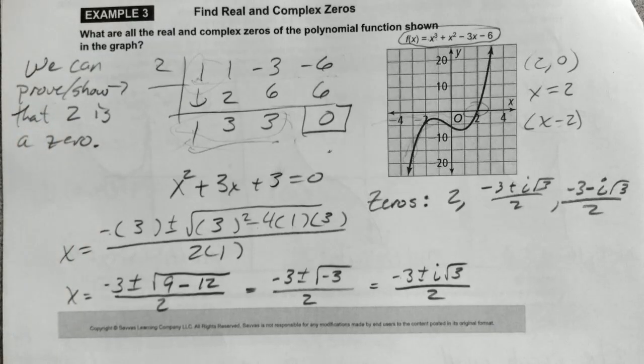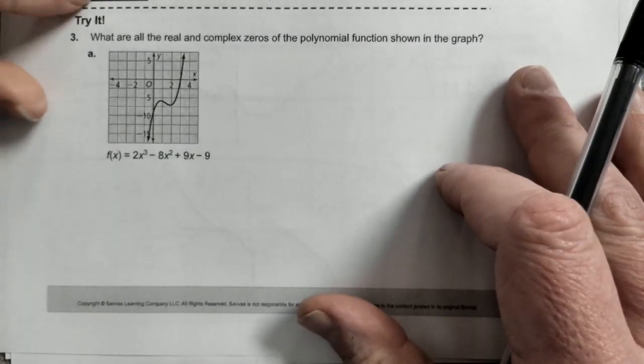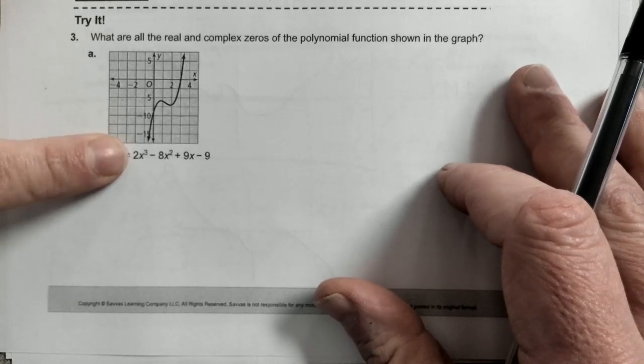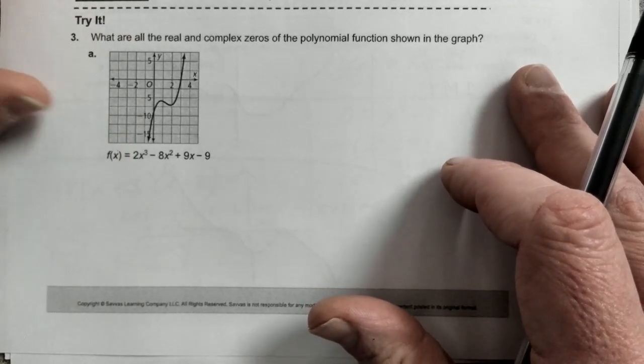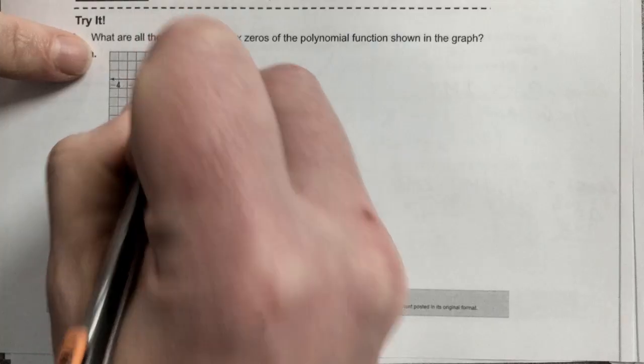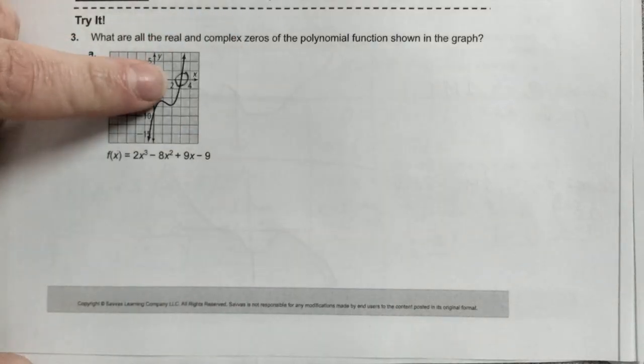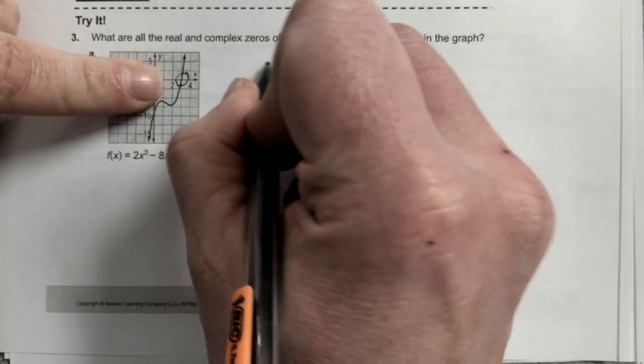All right, let's try that one more time. Take a look here. We have a function that is 2x cubed minus 8x squared plus 9x minus 9. And we have to find all the real and complex zeros. Well, they gave us one of those zeros here, right? It crosses the x-axis at 3. So let's synthetically divide out a 3 here.